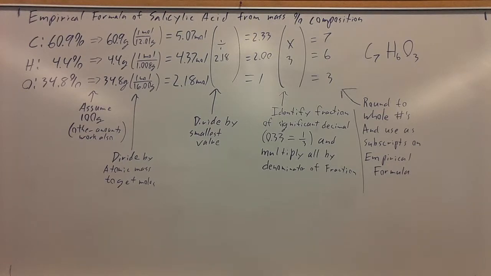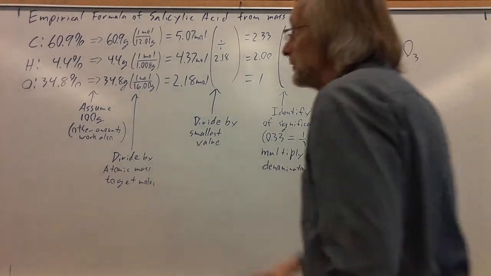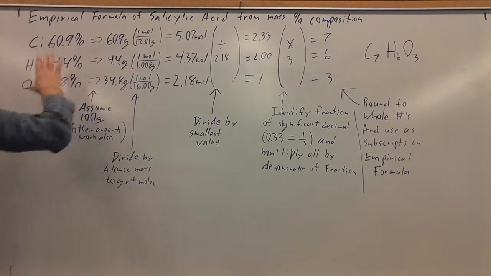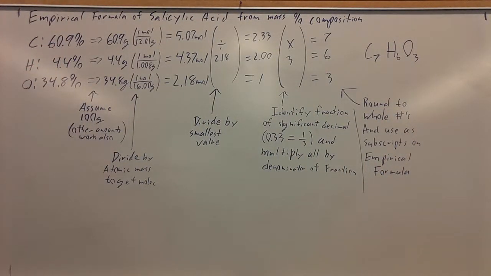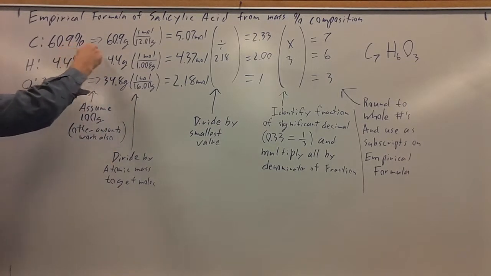Converting mass percent composition into an empirical formula. So we start off with a mass percent composition, and what we want to do is convert the percent into mass. An easy way to do it is to assume that we have 100 grams. That converts the percent numbers directly into mass numbers, into grams.